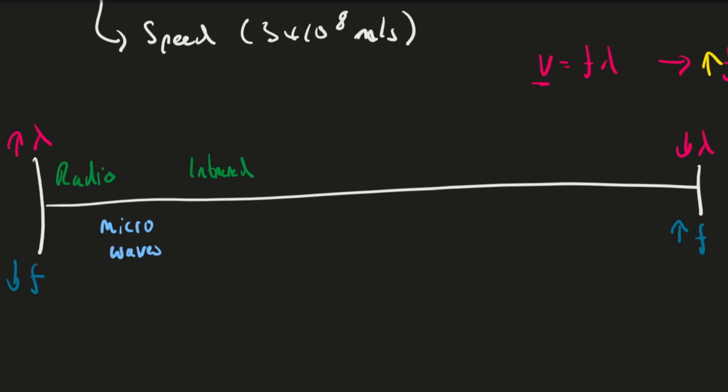The next one we'll do in yellow because that is visible light. And visible light is quite an interesting one because of all the electromagnetic waves on this whole spectrum, we can only see visible light.